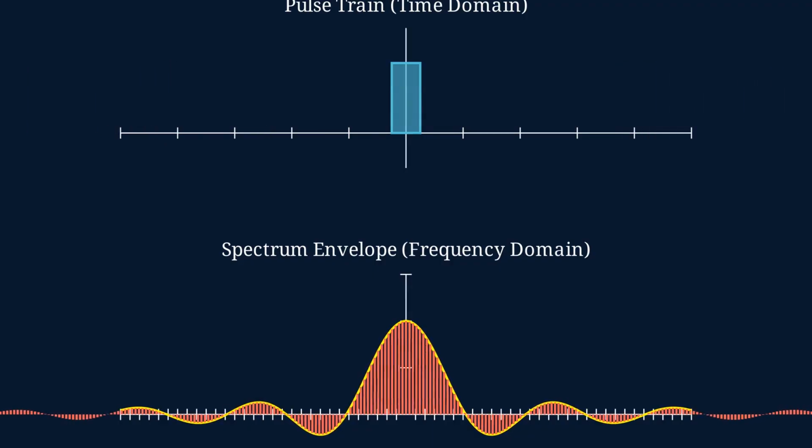Following the same process, the period T can be increased indefinitely. As this happens, the spectrum becomes progressively denser, eventually approaching a continuous function as T tends to infinity.